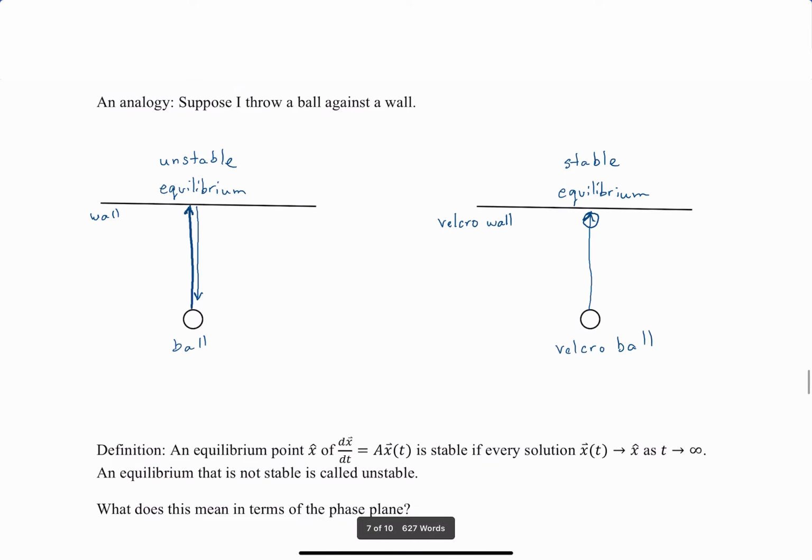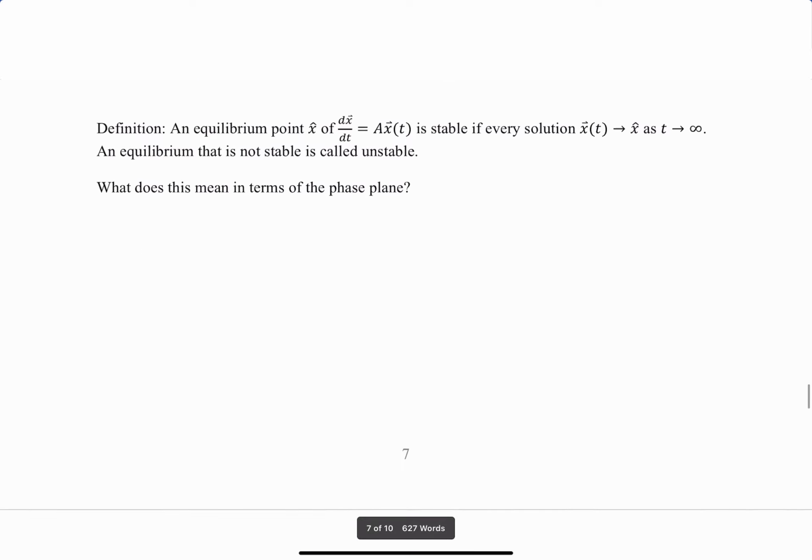Now, a more mathematical definition of what it means to be stable: an equilibrium point x hat of the system dx/dt equals A times x(t) is stable if every solution x(t), so every x(t) curve that's a solution, approaches that equilibrium point x hat as time goes on and on. And an equilibrium that is not stable is called unstable.